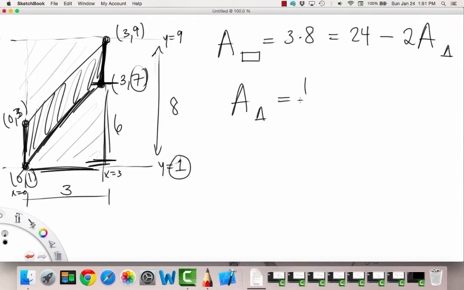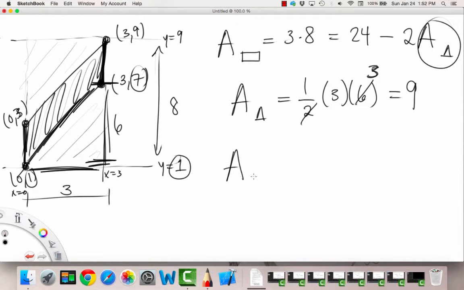So from here to here, 7 minus 1 is equal to 6. So this is equal to 1/2 base times height, 3 times 6. So this cancels and becomes a 3. That's a really weird 3. So the area of one triangle is 9. So we're just going to plug that in here. The area of our parallelogram, which I'll draw like a slanted rectangle, is equal to the area of our rectangle, okay? And then minus 2 times the area of our triangle, okay?